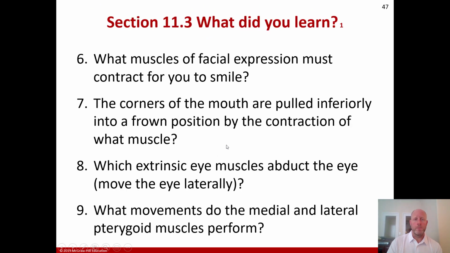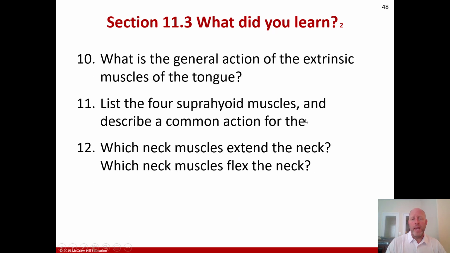Right. So section 11.3, what did you learn? What muscles of facial expression must contract for you to smile? The corners of the mouth are pulled inferiorly into a frown position by the contraction of what muscle? What extrinsic eye muscles abduct the eye, or move the eye laterally? And what movements do the medial and lateral pterygoid muscles perform? What's the general action of the extrinsic muscles of the tongue? List the 4 suprahyoid muscles and describe a common action for them.